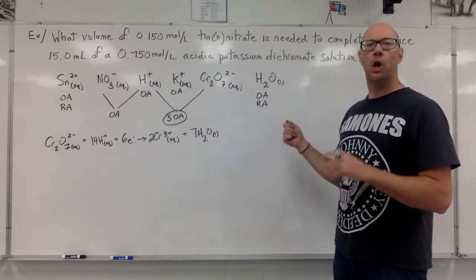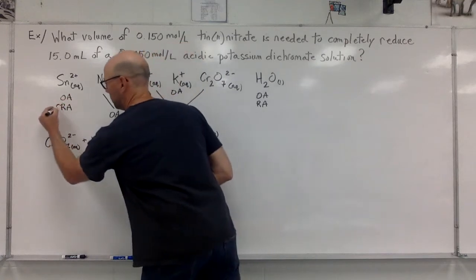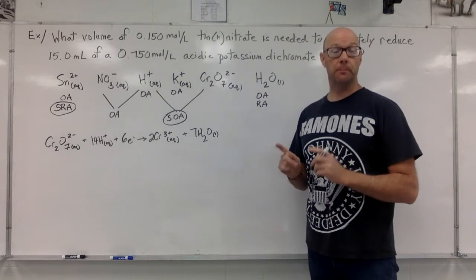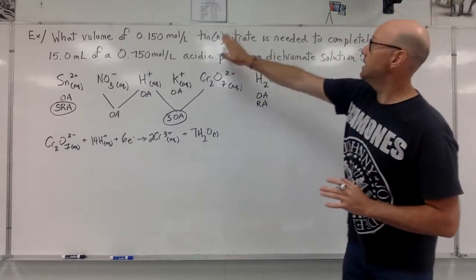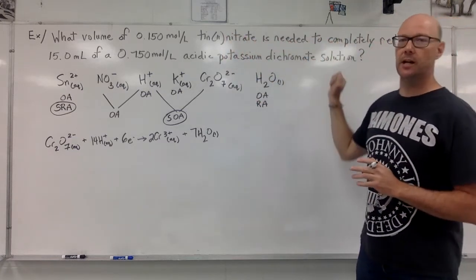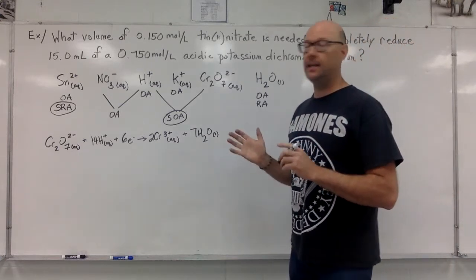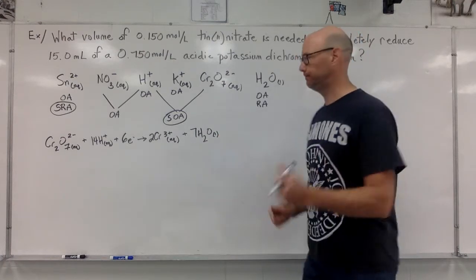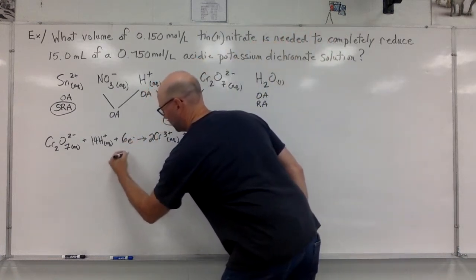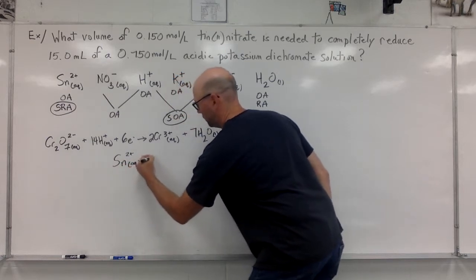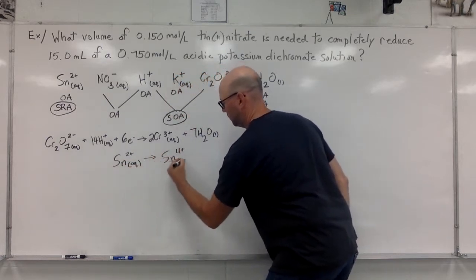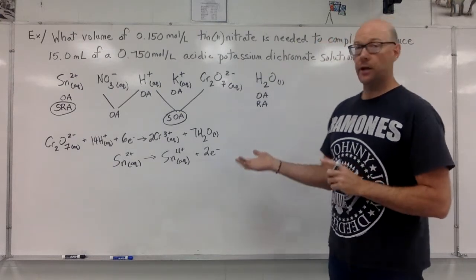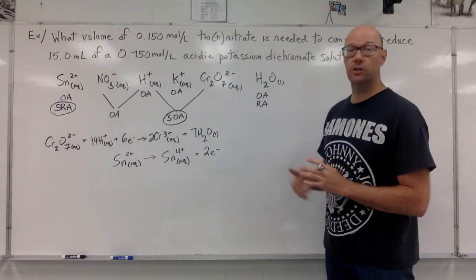We have a couple reducing agents. Which one is the strongest one? It's the tin(II) ions that are the strongest reducing agent. It was implied in the question that that was going to be the case anyways. Tin(II) nitrate is going to completely reduce the dichromate. So we're going to find the tin(II) ions as a reducing agent in the data booklet and reverse that half reaction. The tin(II) ions are oxidized to produce tin(IV) ions and 2 electrons.